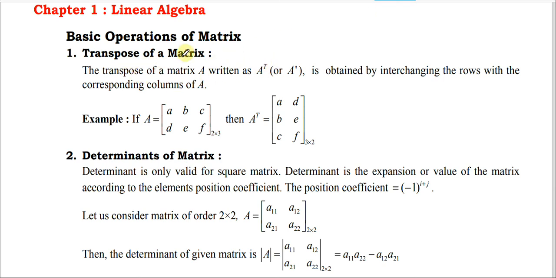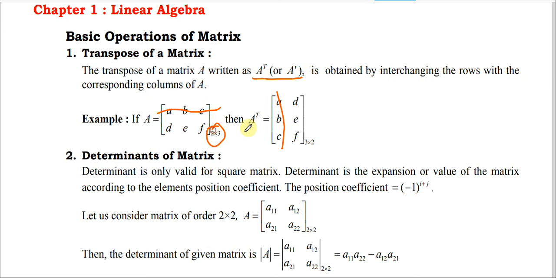So the basic operations in matrices. First is the transpose of a matrix. How to find the transpose? Transpose, A^T or A dash, we will represent it like that. We have to interchange the rows with their corresponding columns. If this is the matrix A, then its transpose is simply this: row becomes column, which means its order 2 cross 2 will be changed to 3 cross 2.